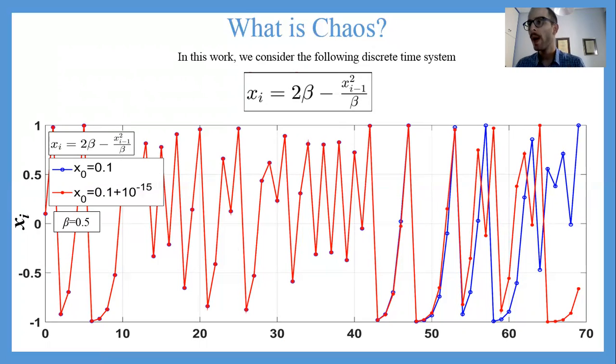This phenomenon you might have heard in popular culture as the butterfly effect. Even the slightest change in due time will give you a completely different trajectory, or will have, if you like, catastrophic consequences to the system. So this here is a simple chaotic system that we are going to use.